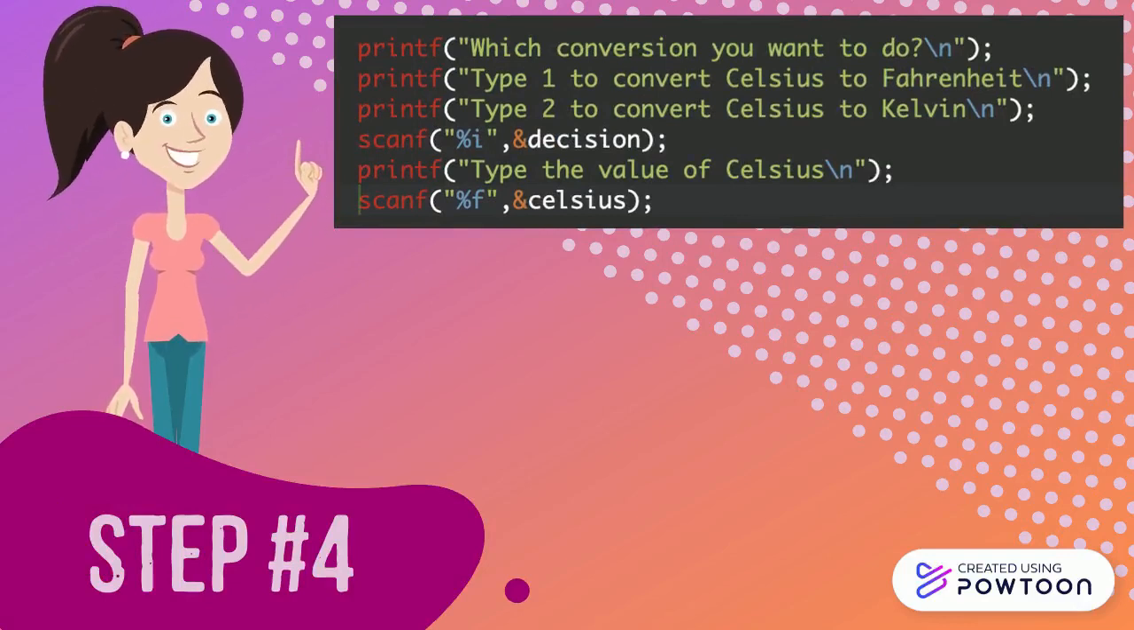Use a printf to ask and scanf to read and keep the user's answer in a variable. In this case, it is named decision. Then, ask the user for the value of degrees Celsius they have by using a printf and a scanf to keep it in the variable named Celsius. Now, you have all the information you need to continue.